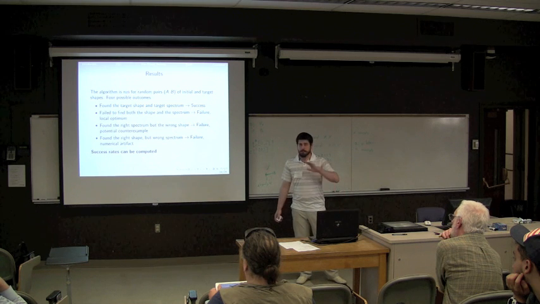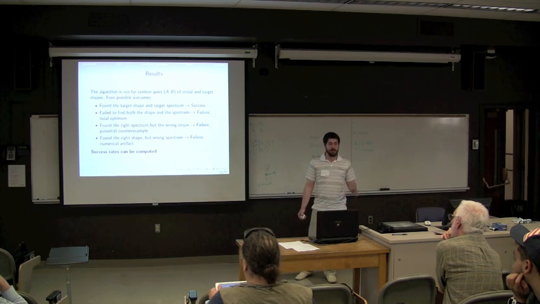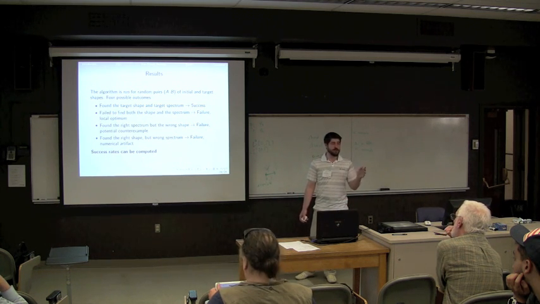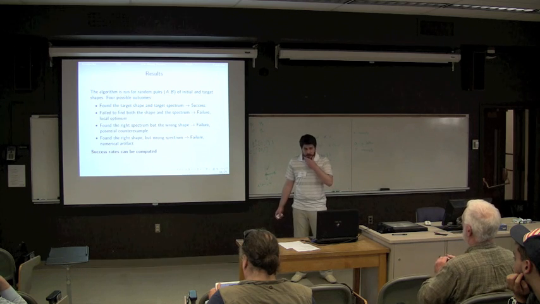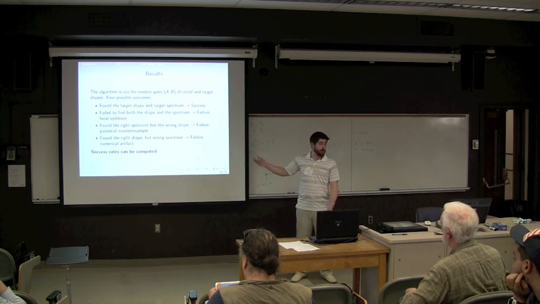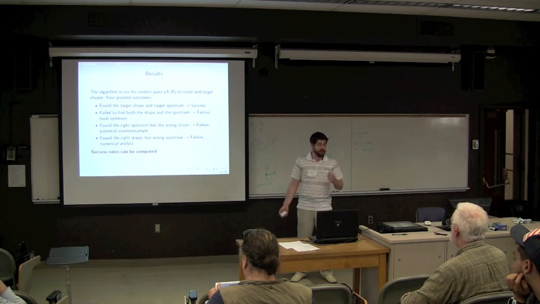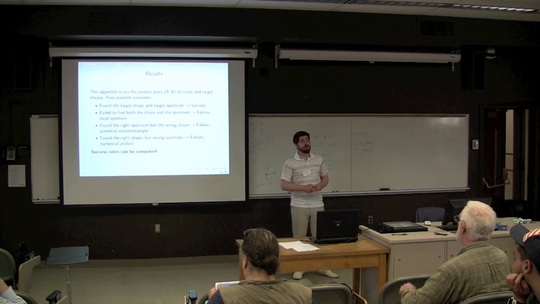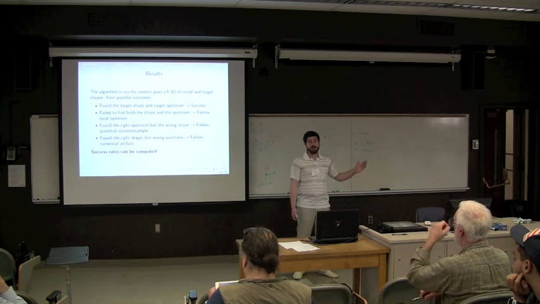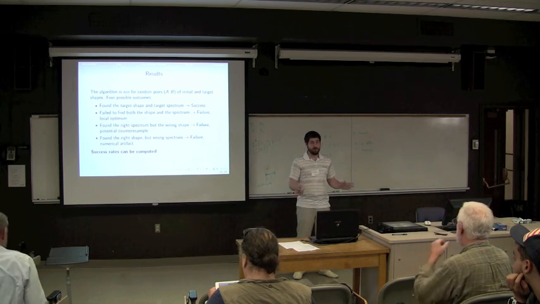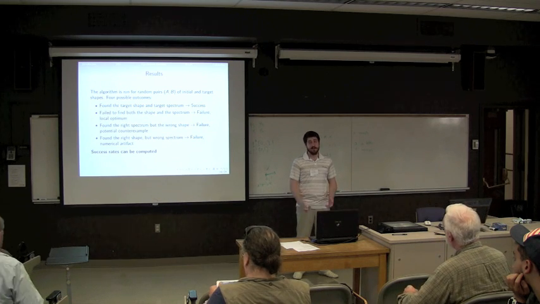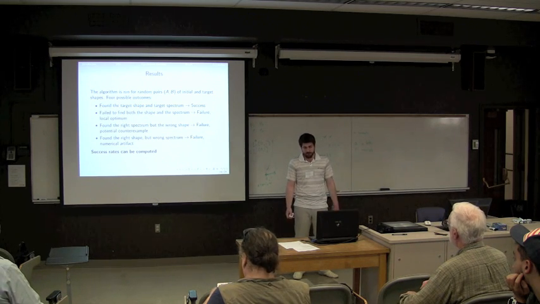So we generate a large number of random pairs, A and B, of initial and target shapes. And the number is around 1,500, give or take a few that crash. And other than the code crashing, there are 4 possible outcomes for each pair. First of all, we can find both the target shape and the target spectrum, within, of course, a tolerance for each. And that is the success. This is what we want to get.